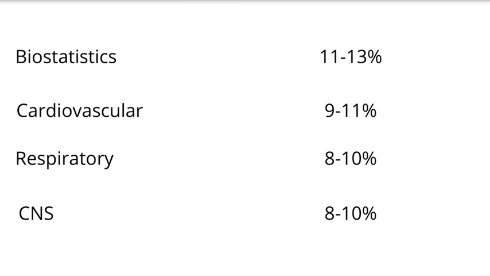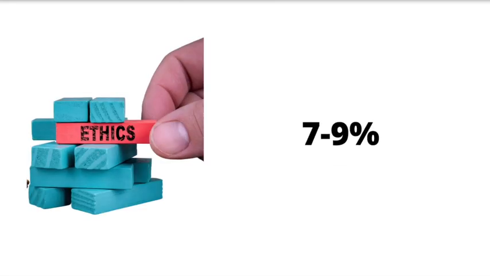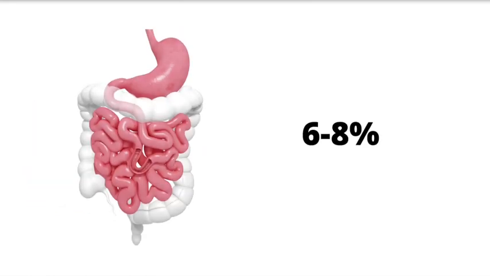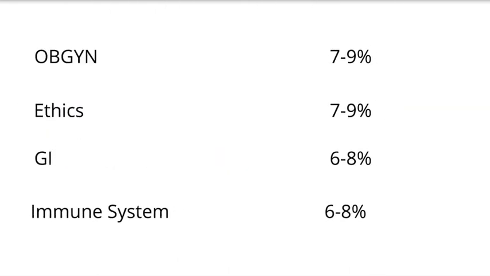So let's look at the other topics. We have obstetrics and gynecology at 7 to 9%. Ethics at 7 to 9% as well. So once you're done with Step 1, be sure to keep those ethics notes. Next, we have the GI system at 6 to 8%. And tying with the GI system is the immune system at 6 to 8%. And here is a summary of those 4 high-yield topics that I just mentioned.